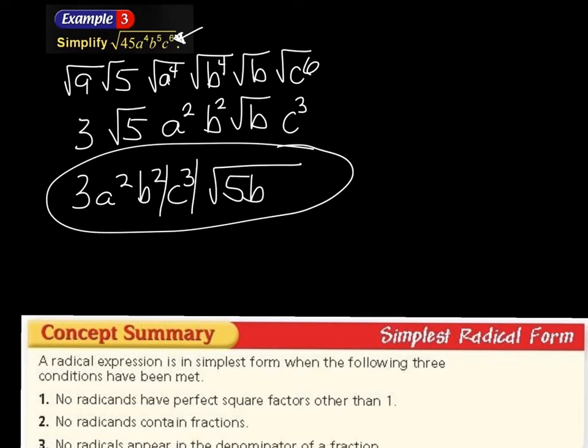Of the 3 points for simplest radical form, we've only hit the first one. A radical expression is in simplest form when no radicands have perfect square factors other than 1.